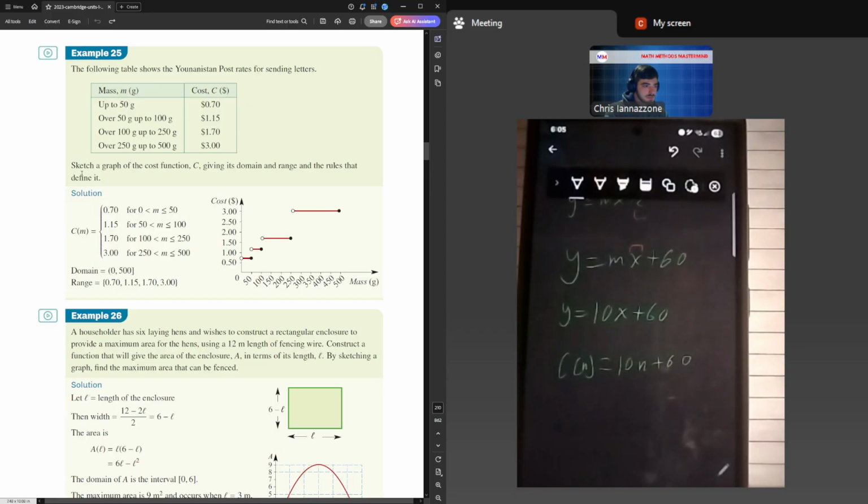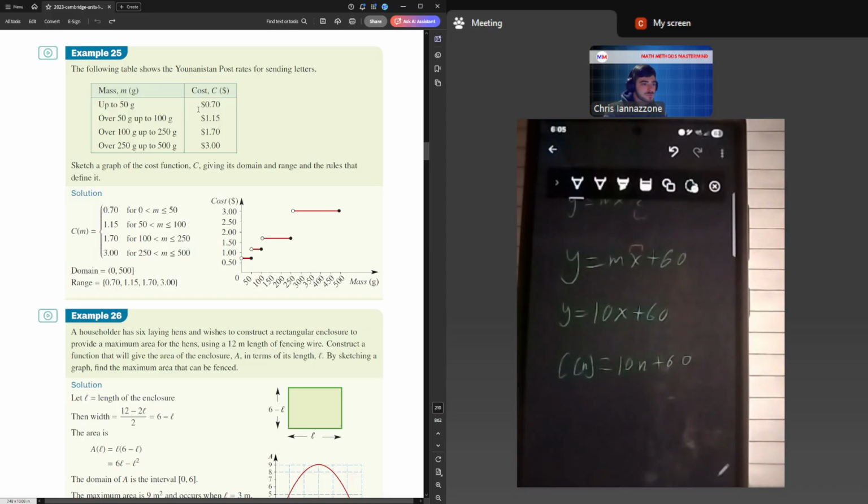Okay, next up, action statement. Sketch a graph of the cost function. Cool. Once again, we're doing cost. This is where we're going to use our background information to figure out what's going on. In this case, it's particular rates for sending letters, and it's contrasting that against the mass of the letter with the price of sending that letter. So up to 50 grams is going to be a 70-cent cost. Anything between 50 and 100 is going to be $1.15, so on and so forth.